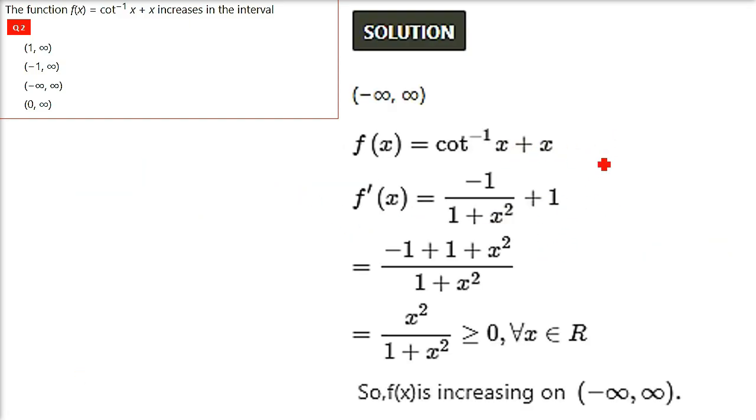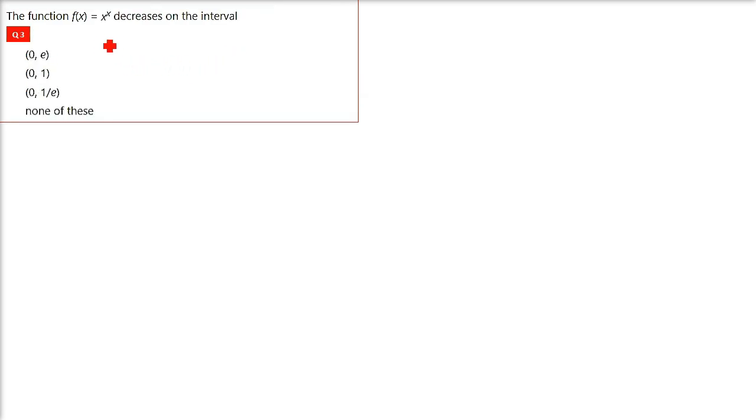It's very simple if you show it on the number line. The function f(x) equals x raised x decreases on the interval. Now we have to show the decrement. Well, first thing first here is the differentiation, and I hope you are well aware of the differentiation we have done in the actual differentiation when we did it.